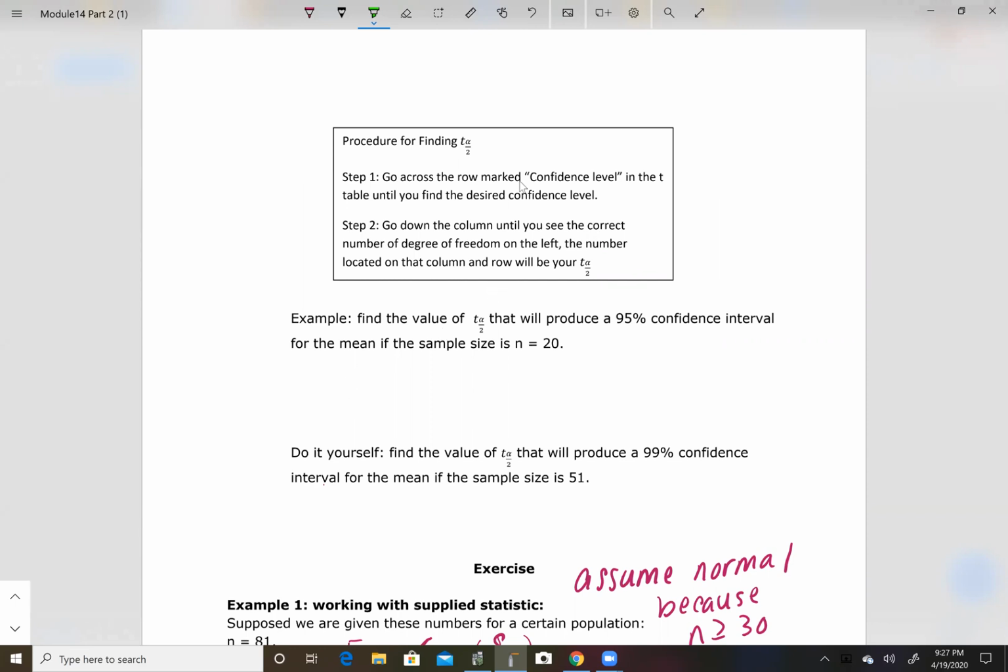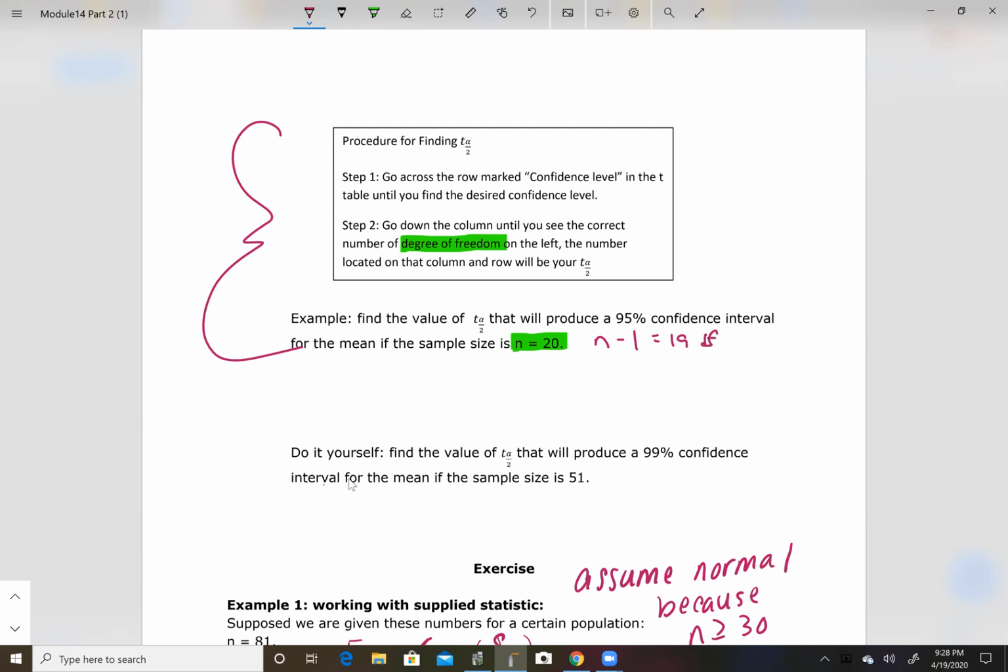This first little piece of information on this page is just showing us how to use the calculator. Here's something you've got to be careful of: the degree of freedom is what goes in the table, instead of just our sample size. For this first example, our sample size is 20, so our degree of freedom is going to be n minus 1, which is 19, and that's going to be our df. You'll need that when you look at the table.